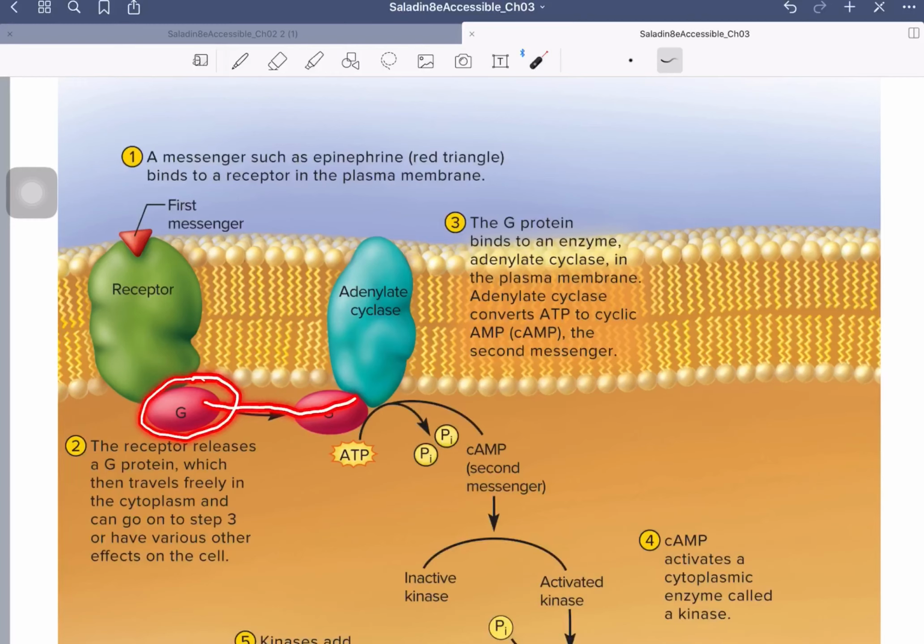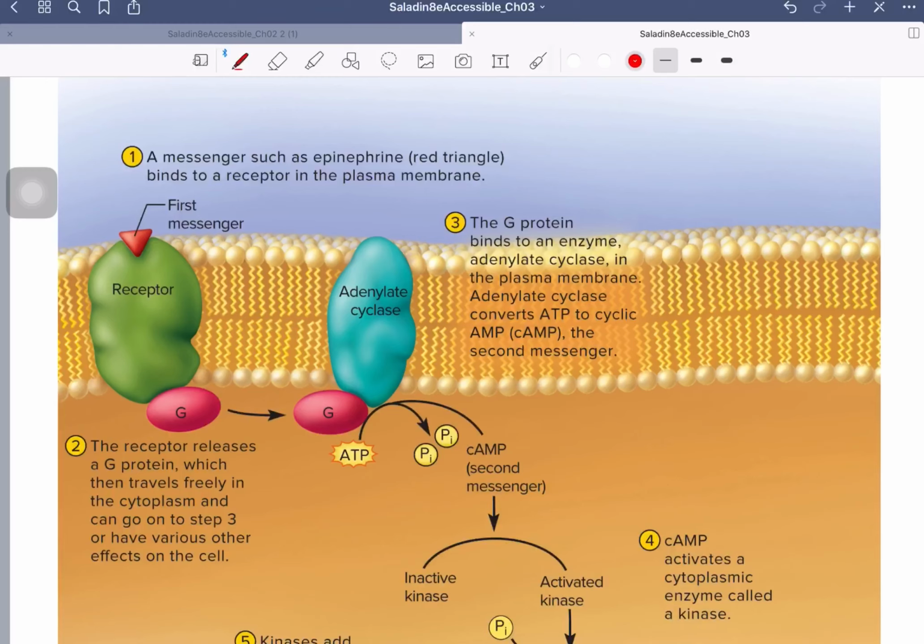So let's quickly review up to this point. The first messenger can't enter the cell. It binds onto a specific receptor. The receptor then leads to the activation of the G protein. The G protein, once activated, will interact with the adenylate cyclase. This is an enzyme that's just now being activated by the G protein. The adenylate cyclase will take one ATP and pull off one phosphate, then two phosphates.